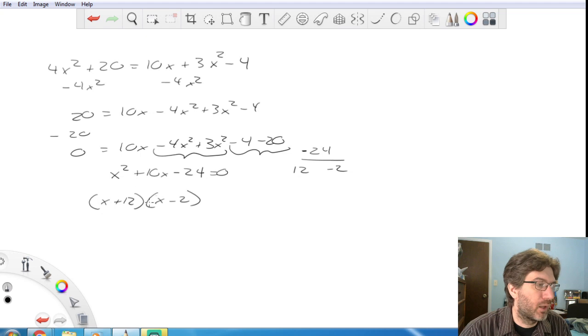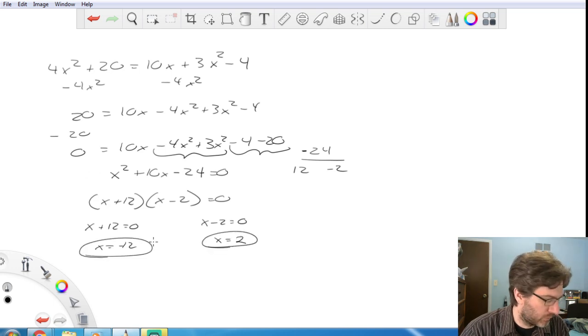And again, it's going to be the opposite of these. We don't have things like that. But anyways, use your 0 product rule to figure it out. X plus 12 equals 0, and x minus 2 equals 0. So here x equals negative 12, and here x equals positive 2. So you got 2 and negative 12.